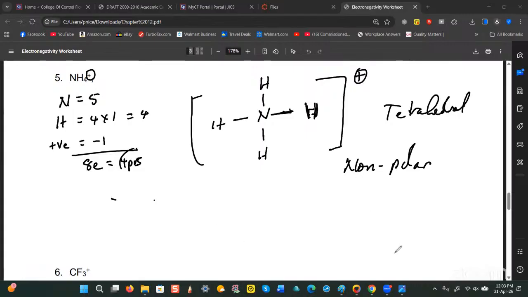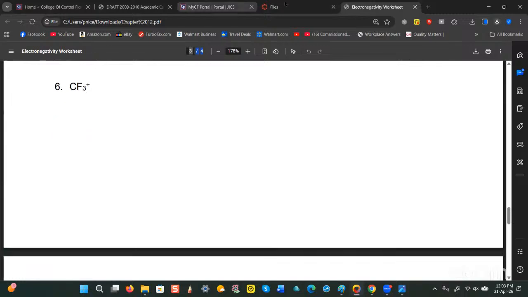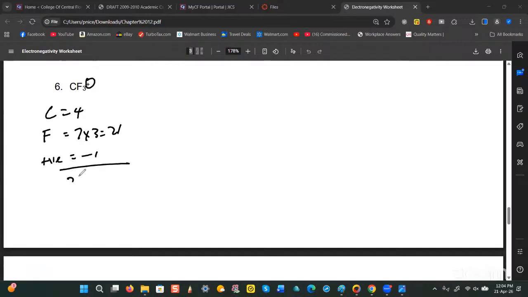Any questions about this? Okay, let's look at number 6. CF3 plus. So first step: C equals 4, that will contribute 4. What about the fluorines? That's 7 times 3, which is 21. And the plus charge? Minus 1. So that would be 24 electrons, which is 12 pairs.